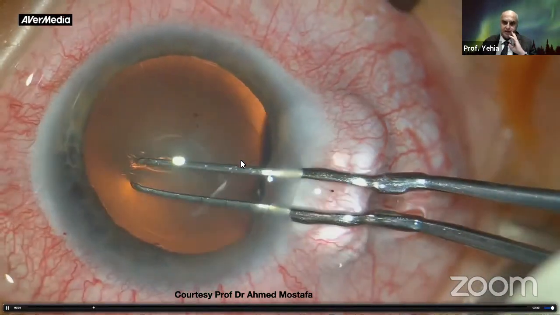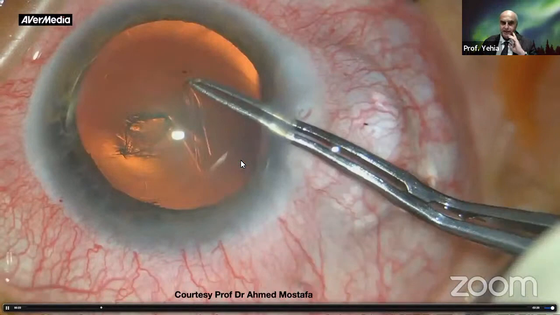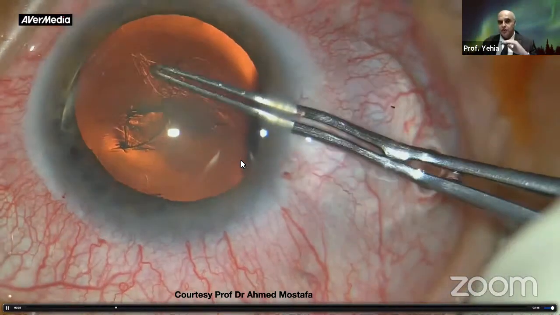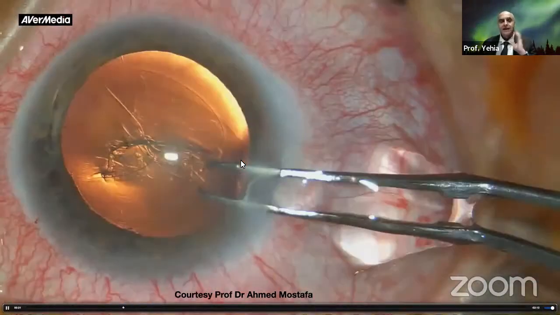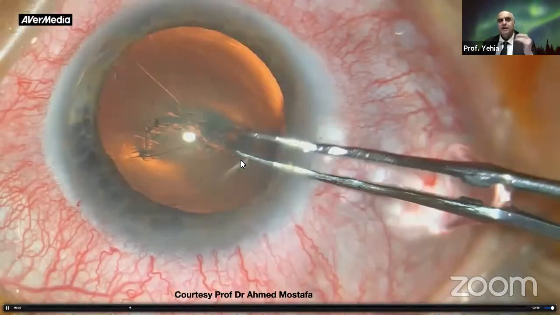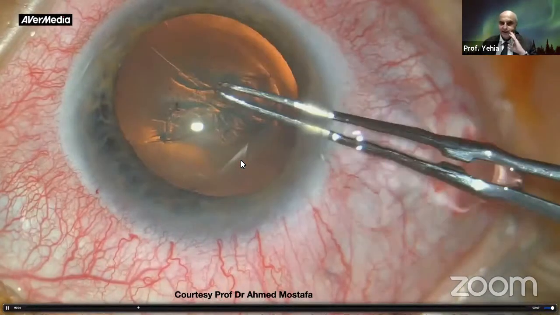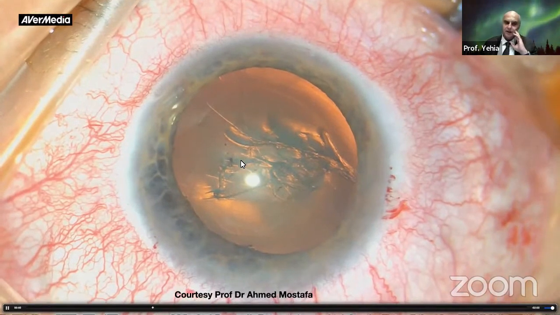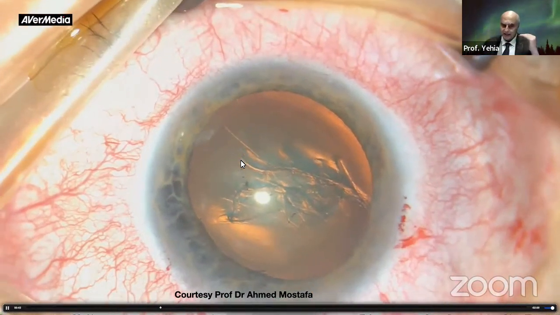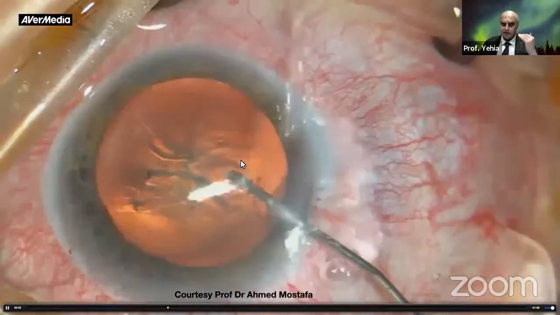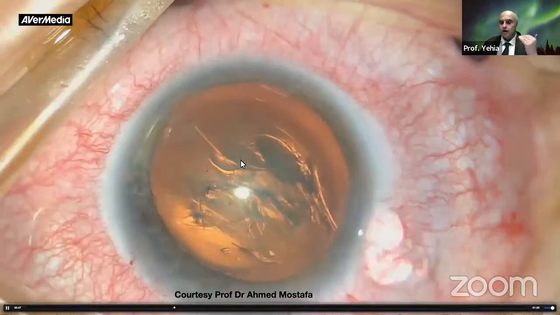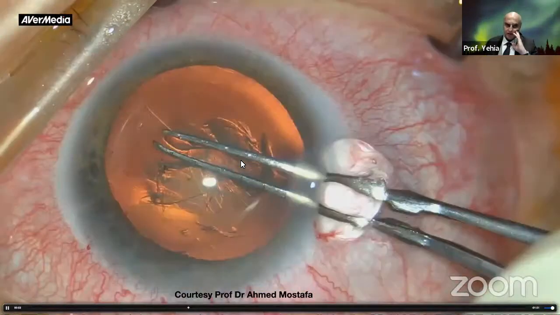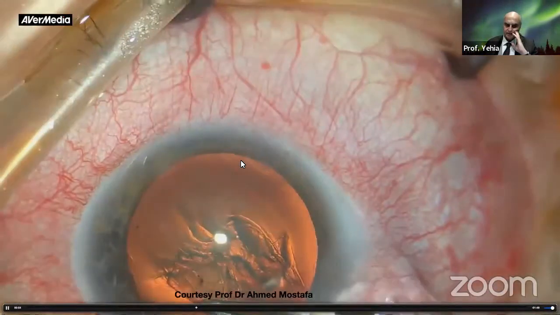Phaco is done in your preferred technique. There's nothing special, whether you sit temporal, superior, superior temporal. The most important thing, again, I will repeat this all over, it is the corneal endothelium in any type of glaucoma. You have to be aware how to protect it, whether using cohesive, dispersive viscoelastic, working in the posterior chamber, using minimal ultrasound power. It's very important.